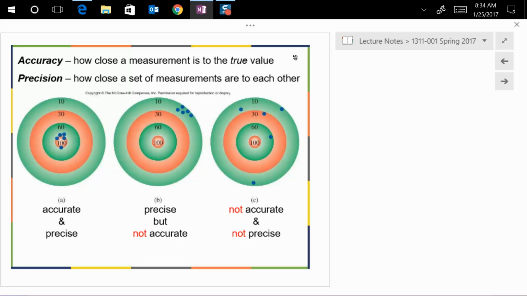Accuracy, how close a measurement is to the true value. Precision, how close a set of measurements are to each other. Okay? So how close is that data to each other?